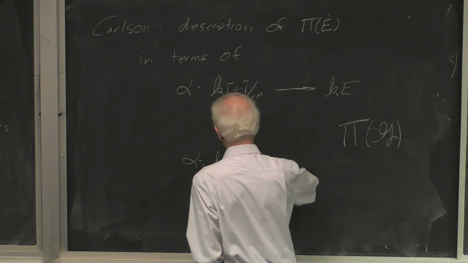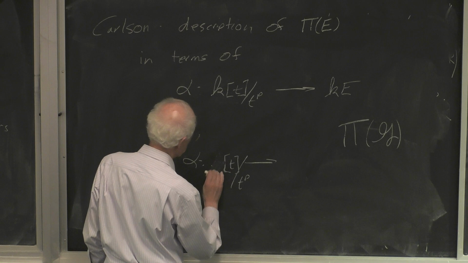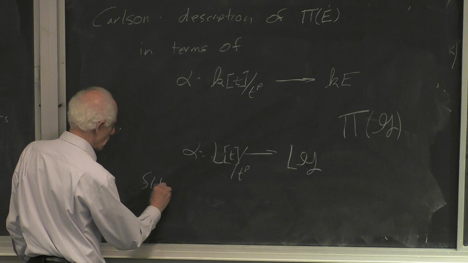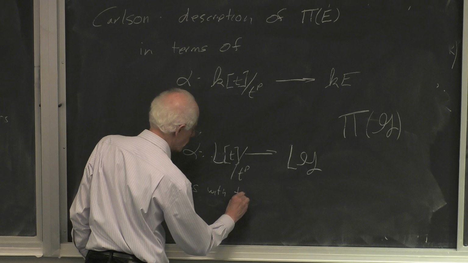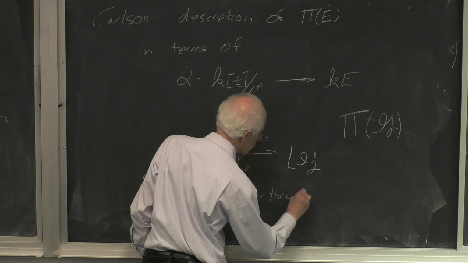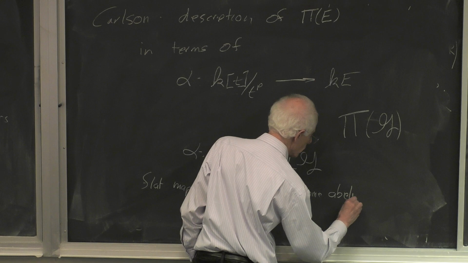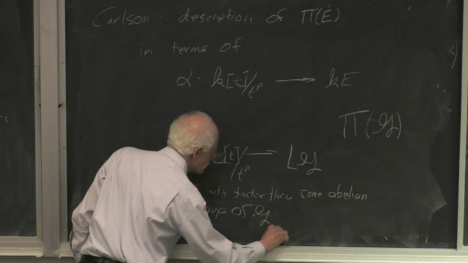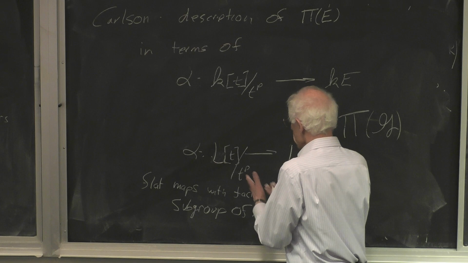Well, if we don't assume, maybe I'd like to look at an algebraic extension, so into L, the group algebra of G. So these are flat maps which factor through some abelian subgroup of G after we base change. And then we looked at equivalence classes, which makes considerable difference.